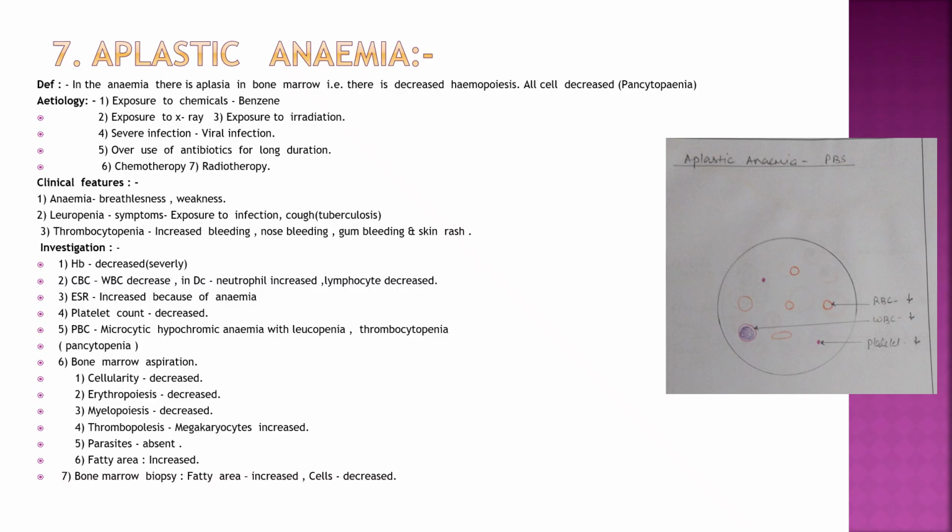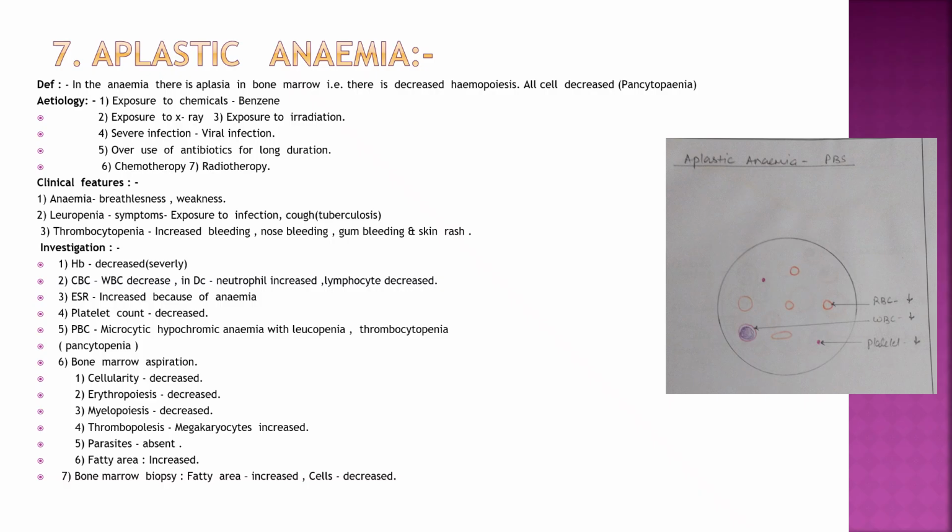So for investigation, hemoglobin and CBC, ESR is increased, then in the CBC you can see WBC decreased, and in the differential count there are different cells, then platelet count decreased. In the PBS there is microcytic hypochromic anemia with leukopenia and thrombocytopenia. So this is the picture of pancytopenia, that is all cells are decreased. The confirmatory test for this is bone marrow aspiration.